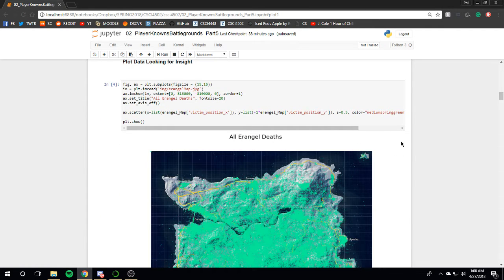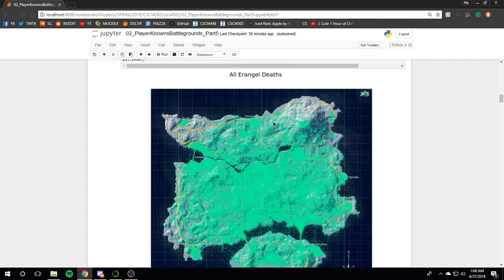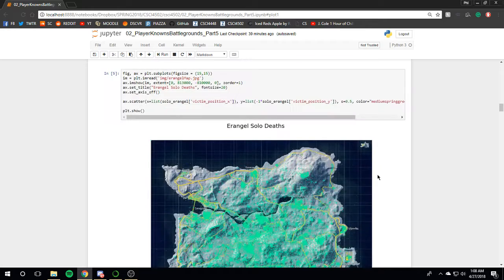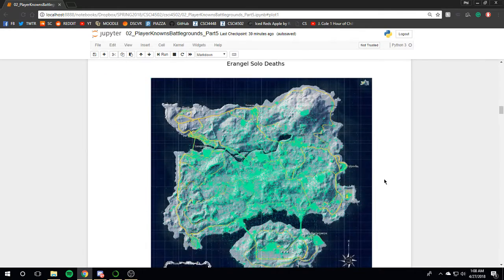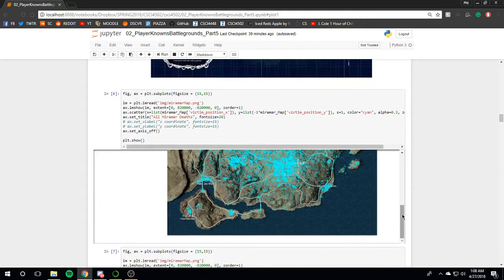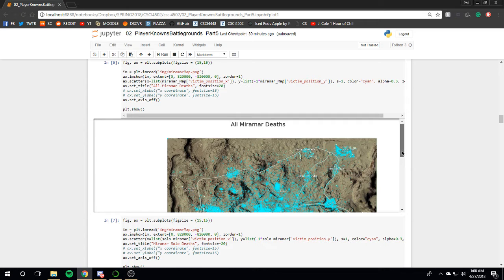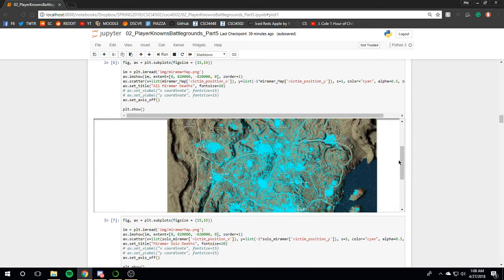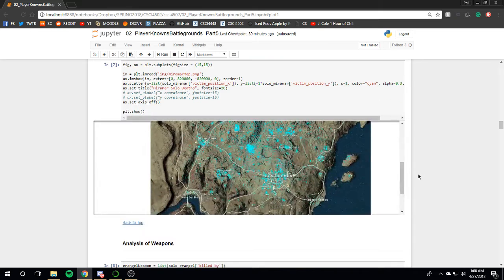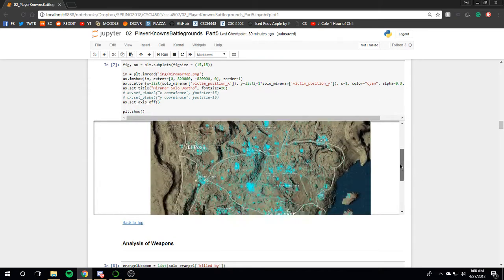Next thing we did was plot the victim positions. So here are all the deaths for Erangel. Pretty dense, doesn't tell you much, but then we plotted the solo deaths from the solo games, and you can start to see the hotspots of where most players are eliminated. We can see the same thing for Miramar. Here are all the deaths, much more distributed because of the size of the map, and again the solo games for Miramar.